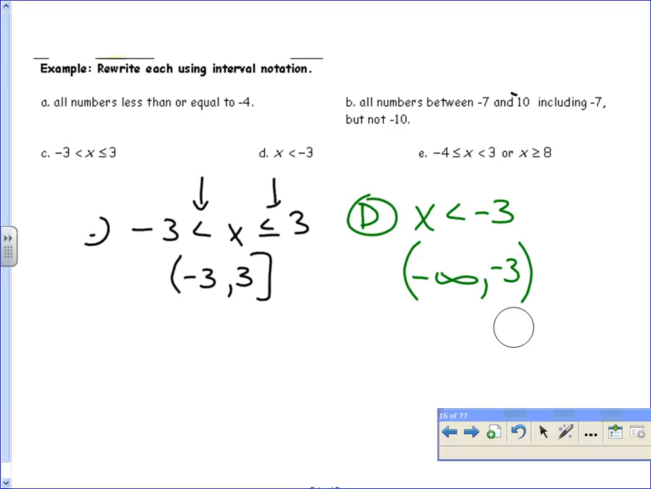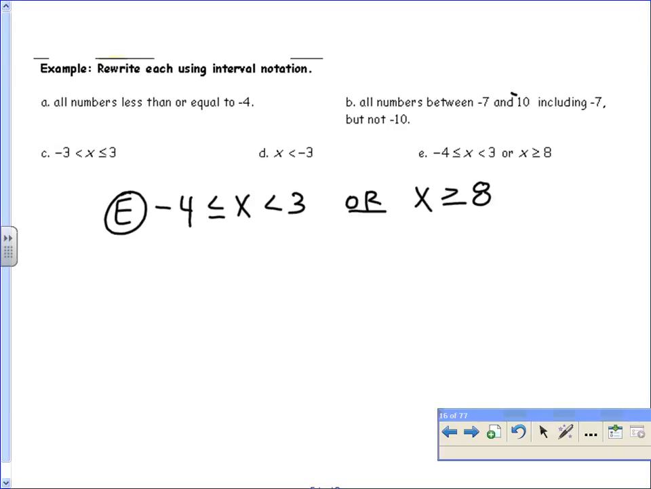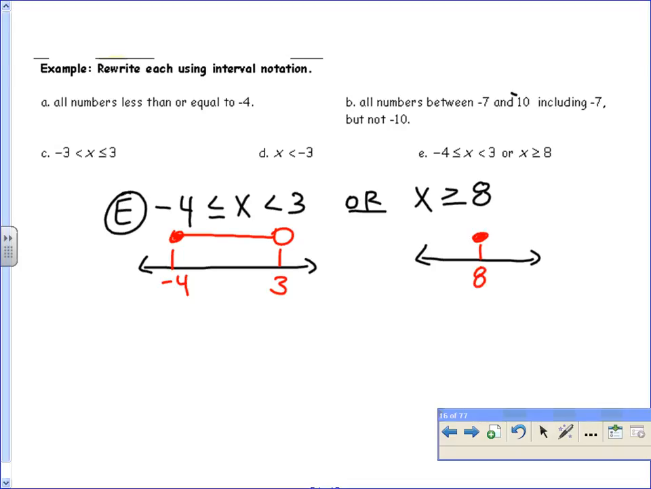The next one is a little more involved, but definitely not hard. On E, we have -4 less than or equal to x, which is less than 3, or x is greater than or equal to 8. In this case, I'm going to start out by doing a number line for each one of them, just to make sure we understand. So we're going from -4 up to 3. It includes -4, but does not include 3. And then here we're at 8, and we are going to shade to the right, and it includes 8.